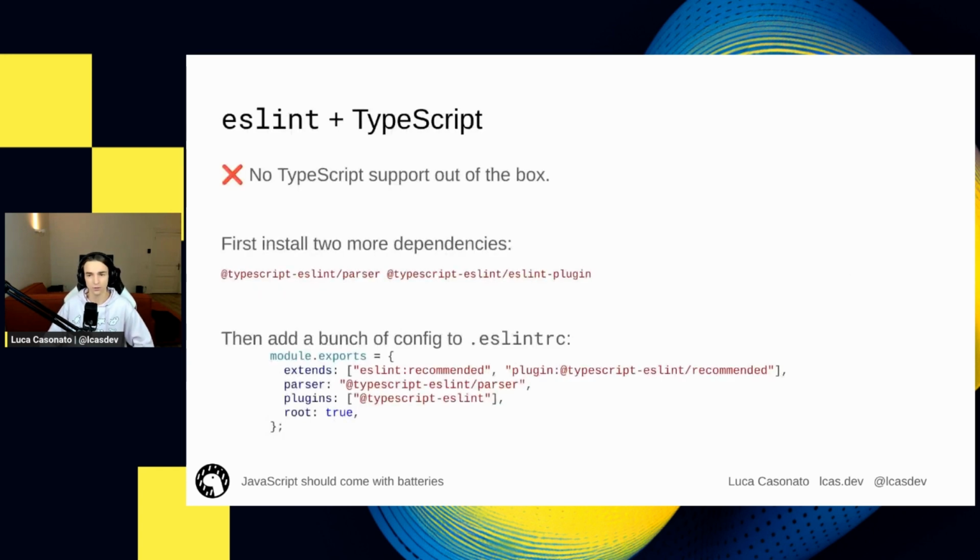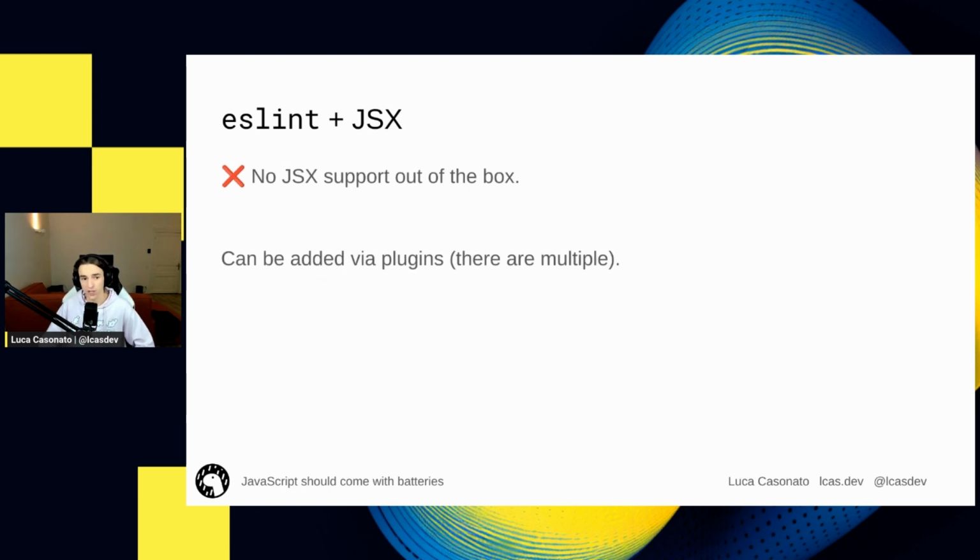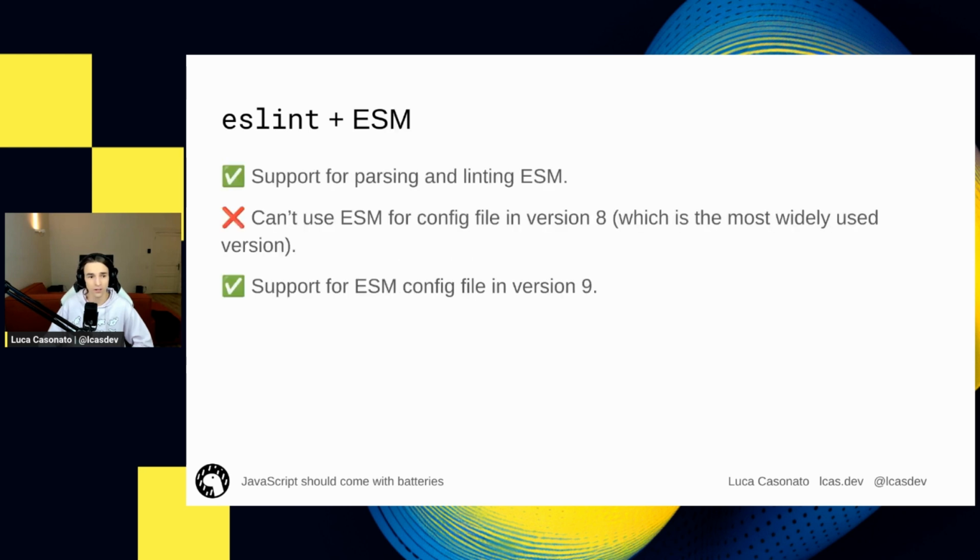Let's say I want to use eslint plus TypeScript. Just installing eslint and TypeScript is not enough. I need to go to a different website, figure out that I need to install the TypeScript eslint parser plugin and the TypeScript eslint plugin, and add a bunch of configuration to my eslintrc file. Same for JSX, and there I have to choose which exact plugin I want. ESM is pretty all right with eslint, but if you want to use the most popular version of eslint, you can't use ESM for your config file, so you're falling back to CommonJS somewhere.